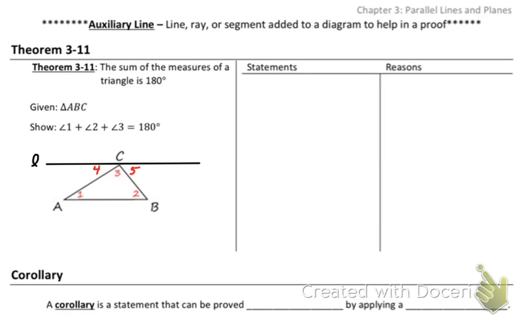My given is a drawing, so we're not actually going to start with the given. We're going to start with, hey, I drew this line, and specifically, how did I draw this line? So my very first step is going to be L is parallel to AB.